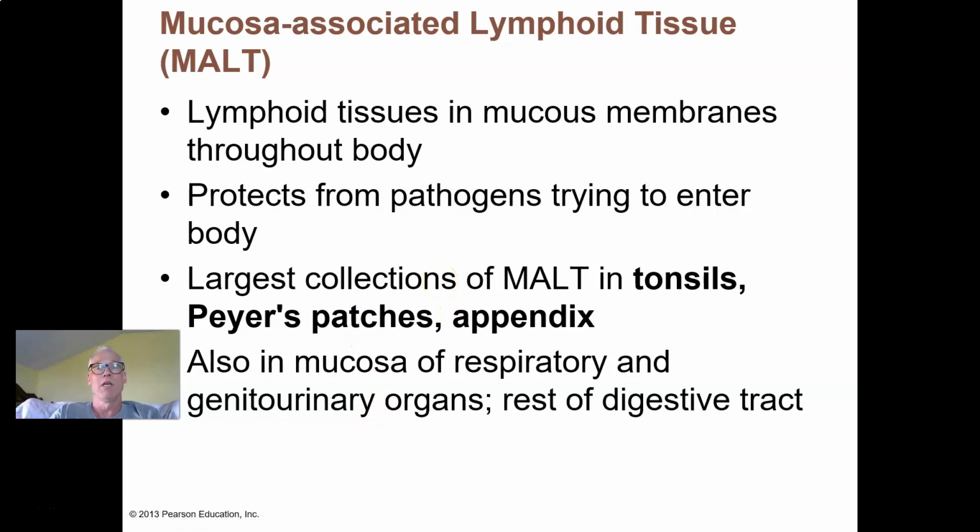Mucosa-associated lymphoid tissue, as we've already mentioned: all of the mucous membranes that line organ systems that are essentially exterior to the body have some pockets of lymphoid tissue all along underneath the mucous membrane. Peyer's patches are a very specialized and large region of MALT within the later parts of the small intestine, as we'll see in another chapter, in the appendix.